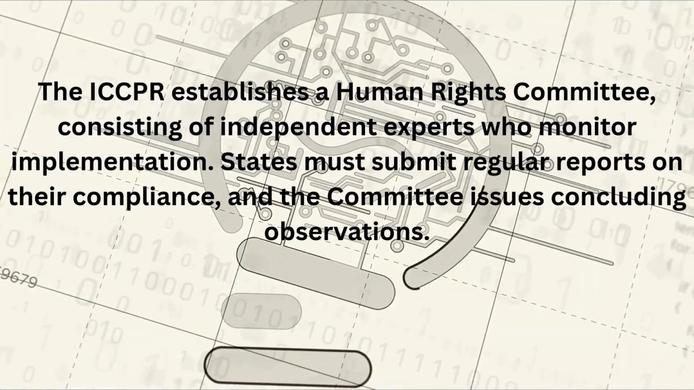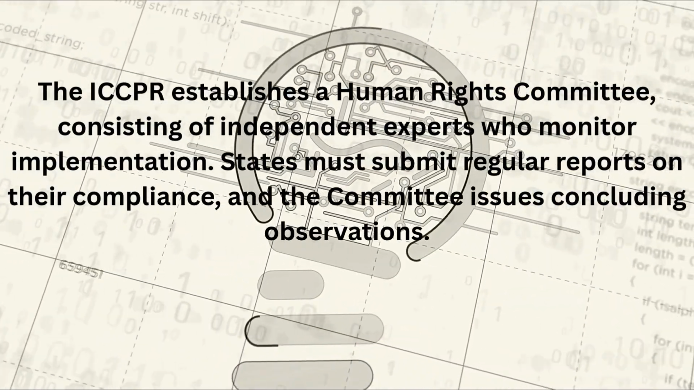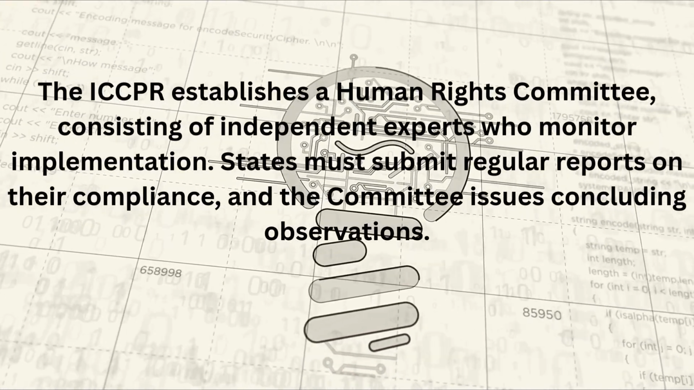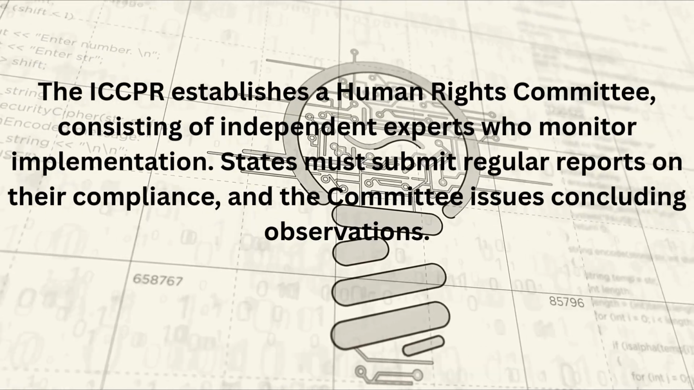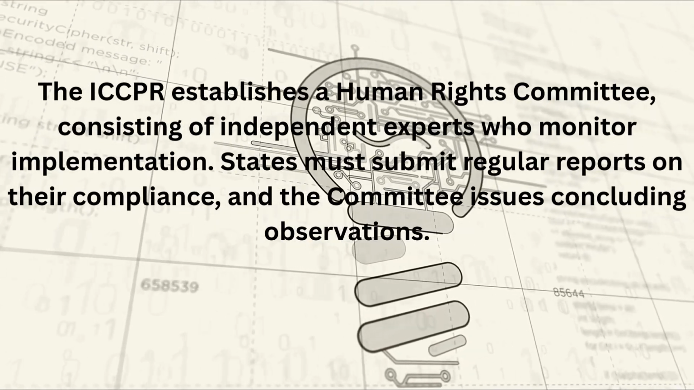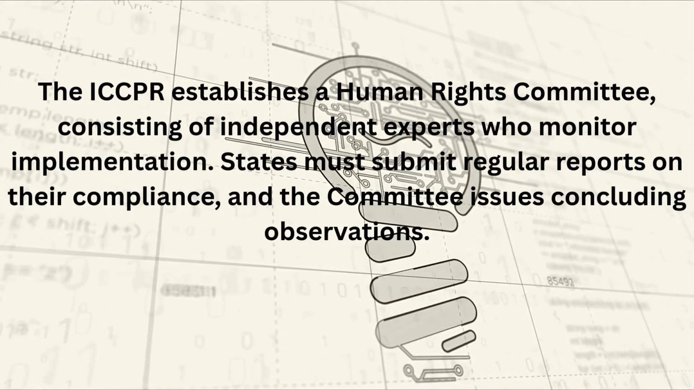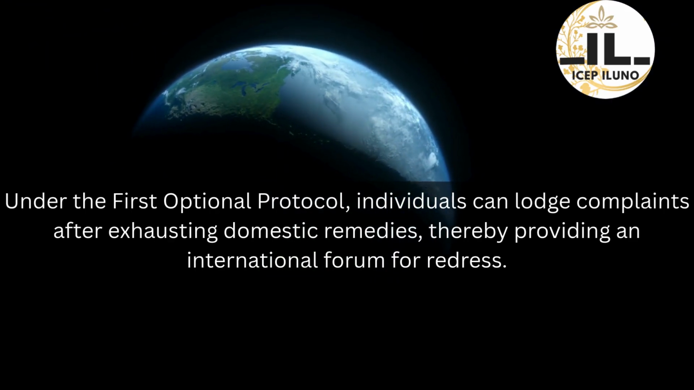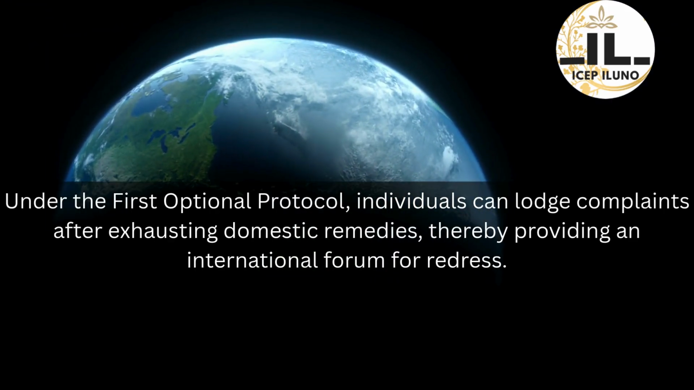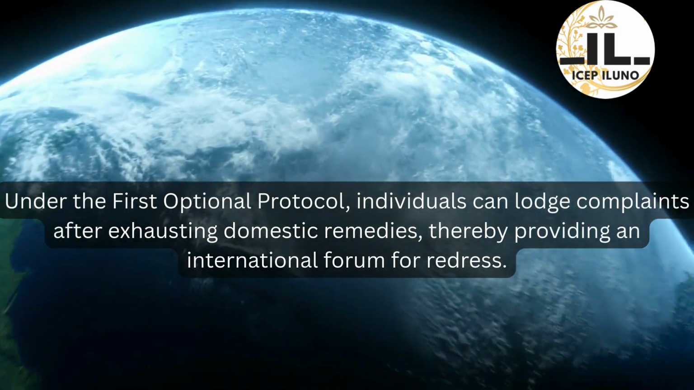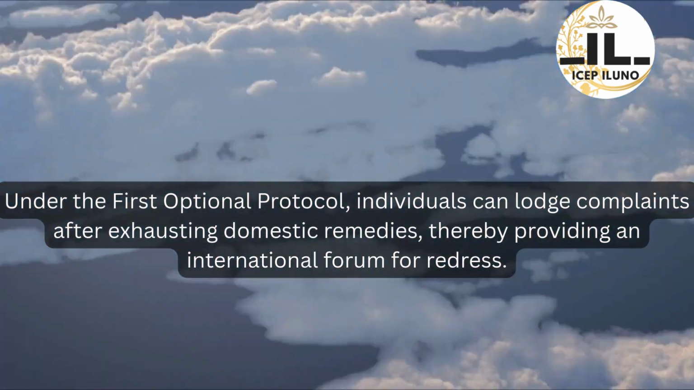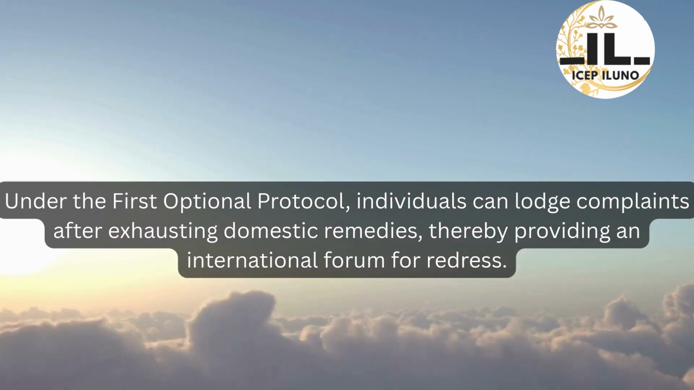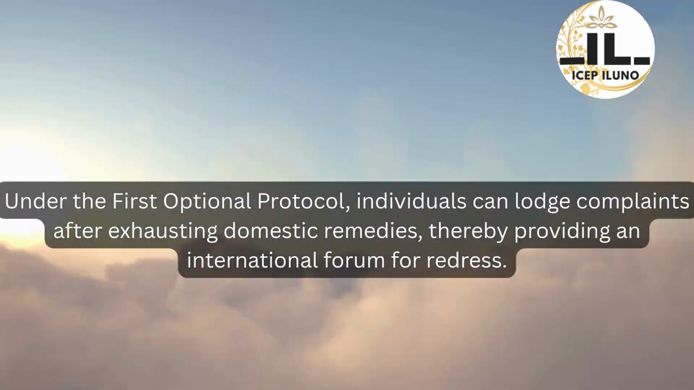C. Legal significance and enforcement mechanisms. ICCPR. The ICCPR establishes a Human Rights Committee, consisting of independent experts who monitor implementation. States must submit regular reports on their compliance, and the committee issues concluding observations. Under the first optional protocol, individuals can lodge complaints after exhausting domestic remedies, thereby providing an international forum for redress. Although the committee's decisions are not legally binding in the same manner as court judgments, they carry considerable moral and political authority.